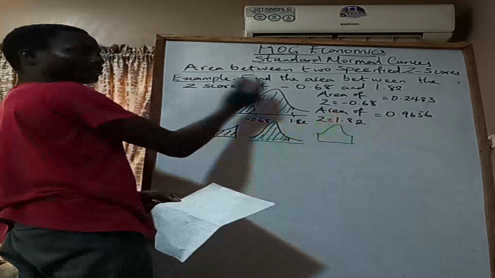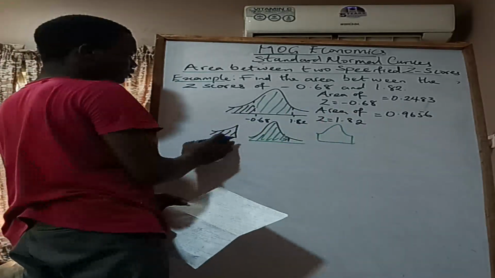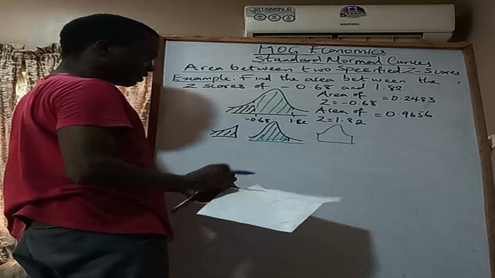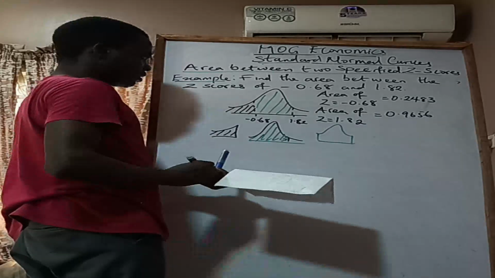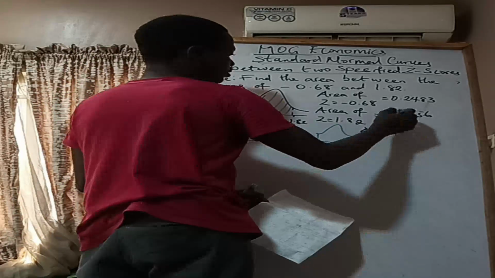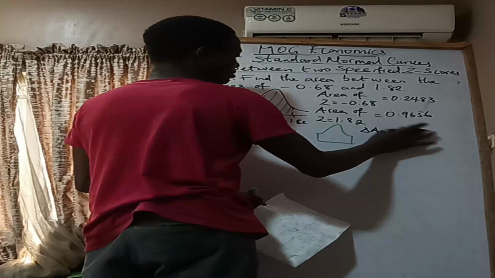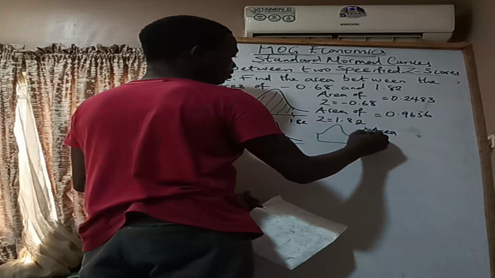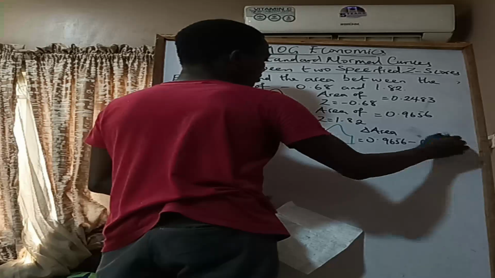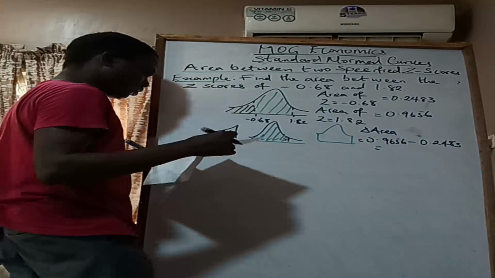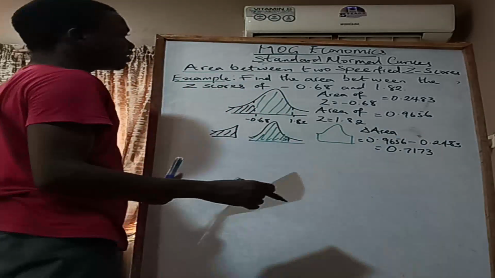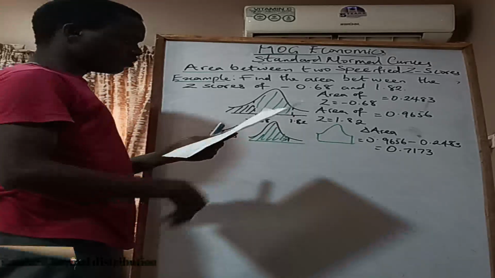The area of 1.82 is everything up to this point. The area of minus 0.68 is just this part. So this whole thing minus this small part will leave us with what is here. I call it change in area. Change in area equals 0.9656 minus 0.2483, and that gives us 0.7173, and that's all. You're going to be having exercises on these things. They are pretty much simple.